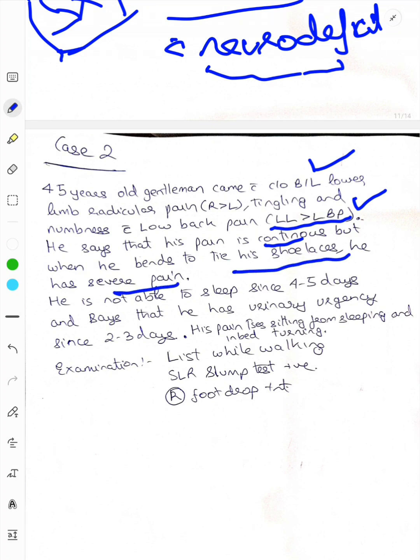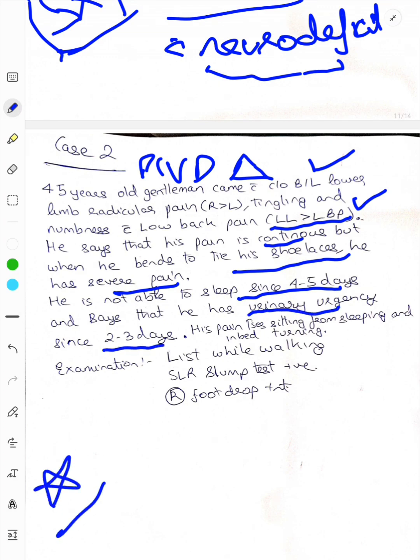These are a few of the things which clinch the diagnosis. Flexion is painful. Lower limb radiculopathy is more. We are looking at a picture of, I am not going to answer, you answer, we are looking at a picture of PIVD, right? Now he is not able to sleep since 4 to 5 days, so his daily life is getting affected. A PIVD picture. And the next thing, the alarming thing, he says that he has some urinary urgency since 2 to 3 days. Alarming picture, right?